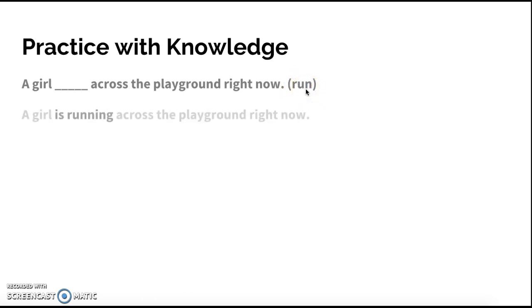Let's practice with the knowledge category. To know something. So a girl blank across the playground right now. I see those words right now. What about run? Is that an action verb or a non-action verb? It's action. So we can use ing. The girl is running across the playground right now.